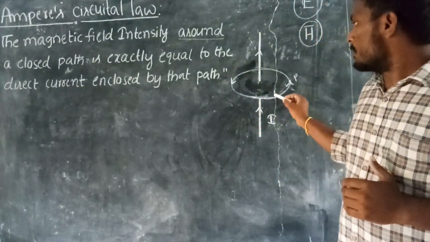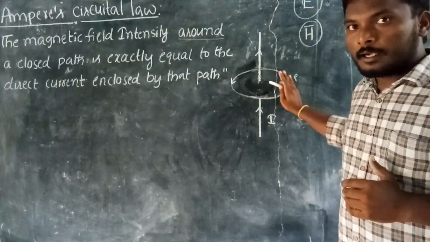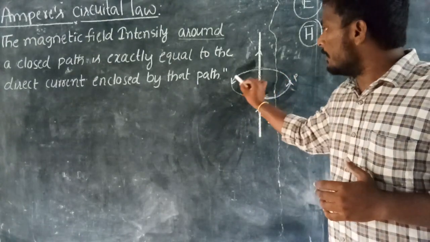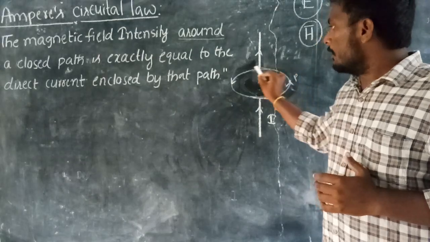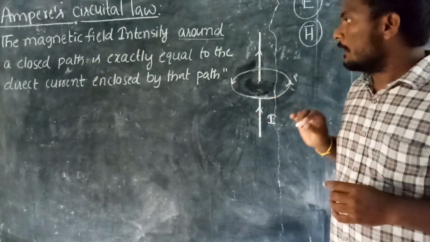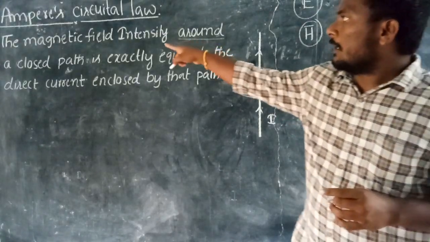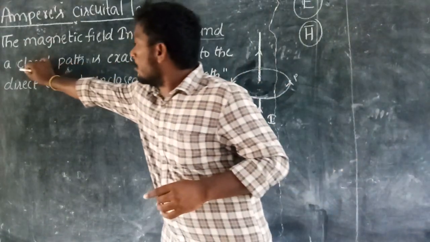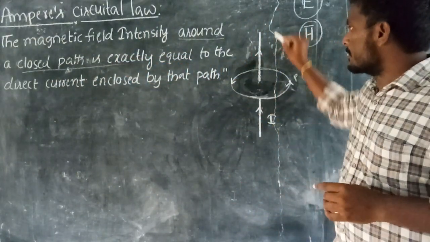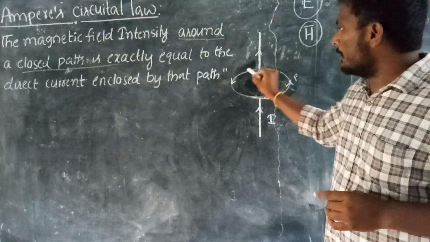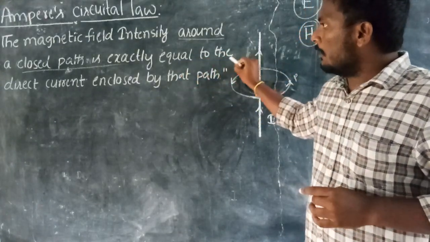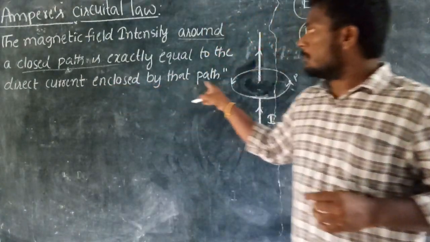Now, I don't know the magnitude of the magnetic field intensity at this point, so that's why I have considered the closed path as a circular one. The magnetic field intensity around a closed path. This is a closed path for this conductor. So the magnetic field intensity around this closed path is exactly equal to the direct current enclosed by that path.